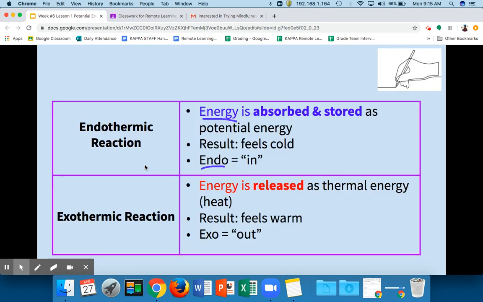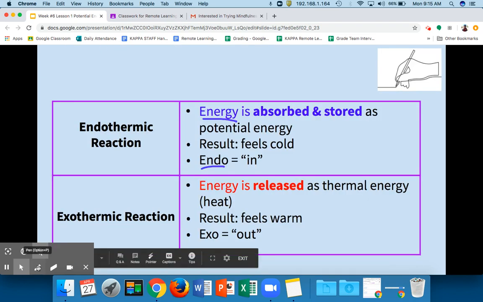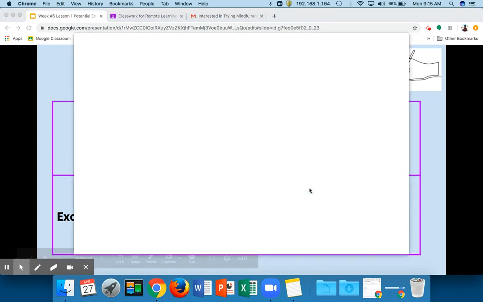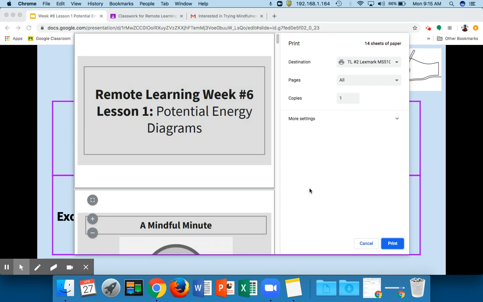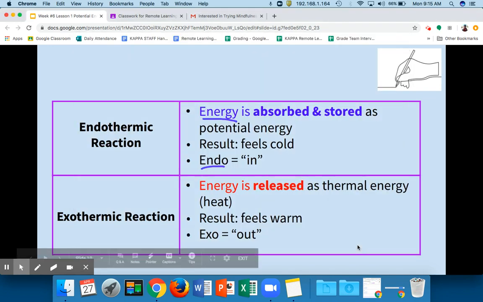The other type is an exothermic reaction. So exo means out. So energy is being released as thermal energy. It can also be released as light. So energy is released as heat and light, and the result is the reaction feels warm. So it's giving off heat and light.